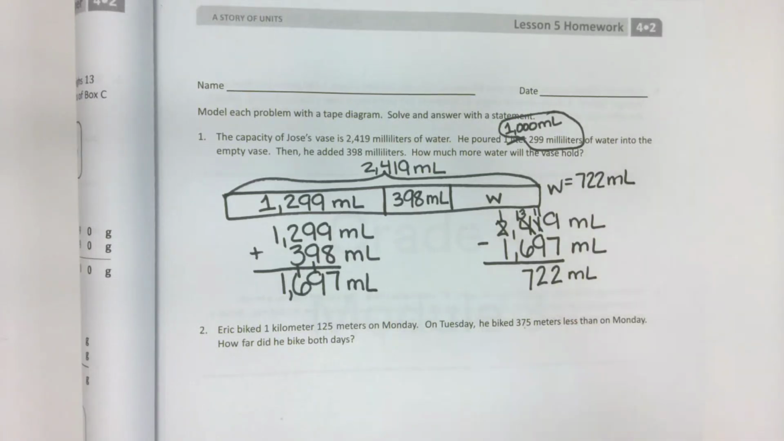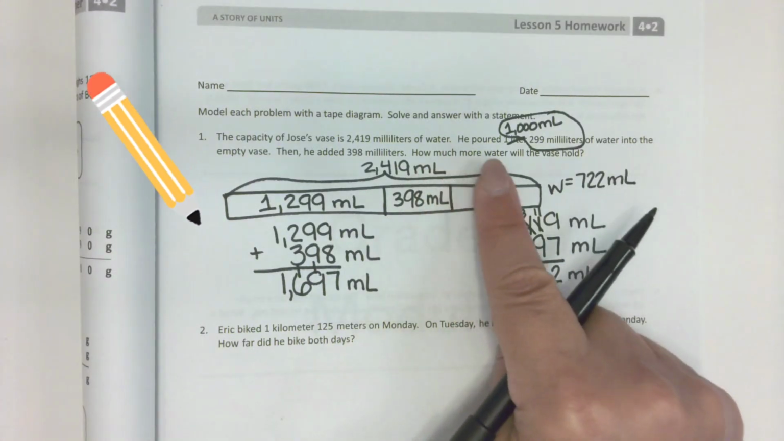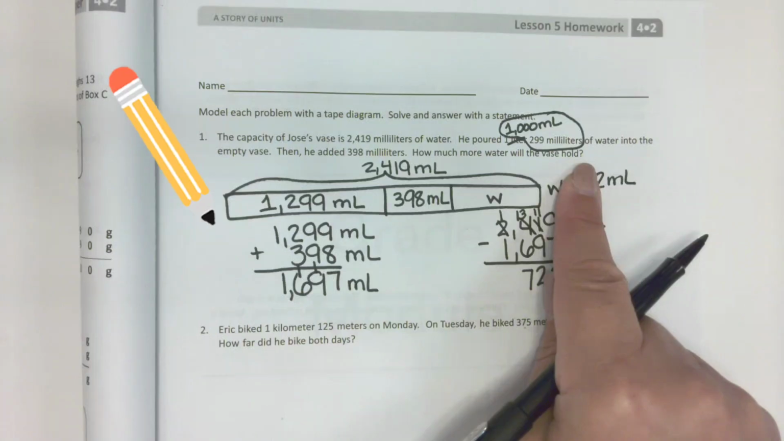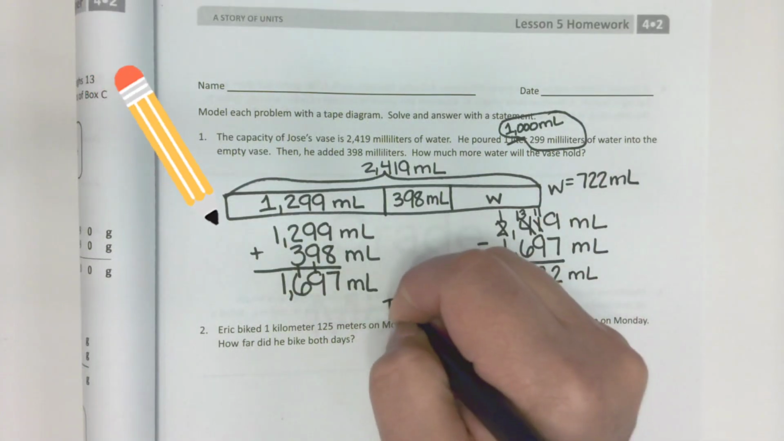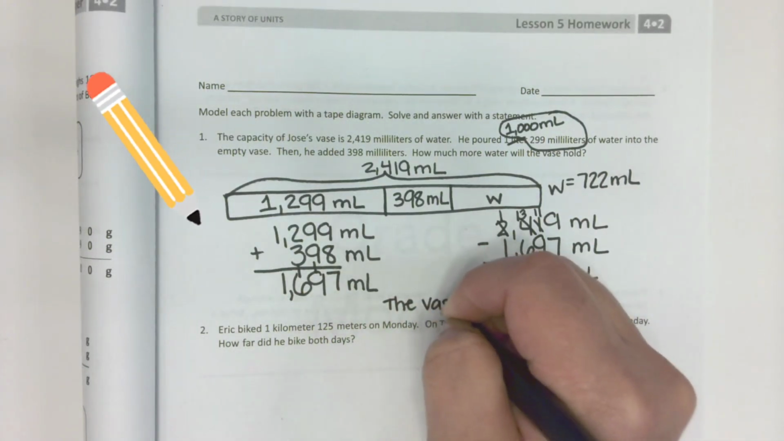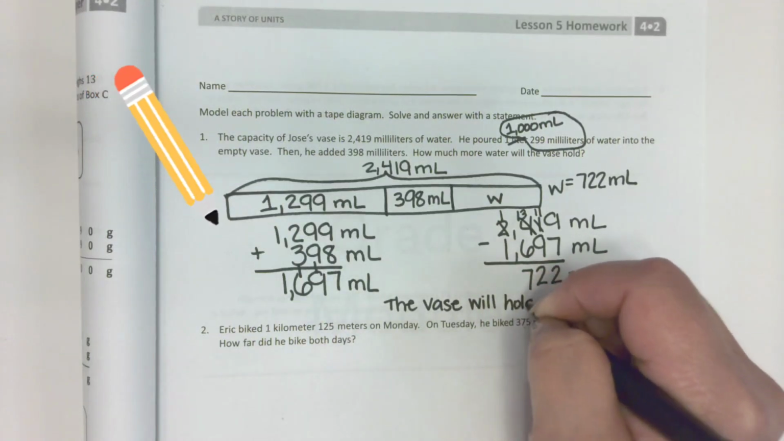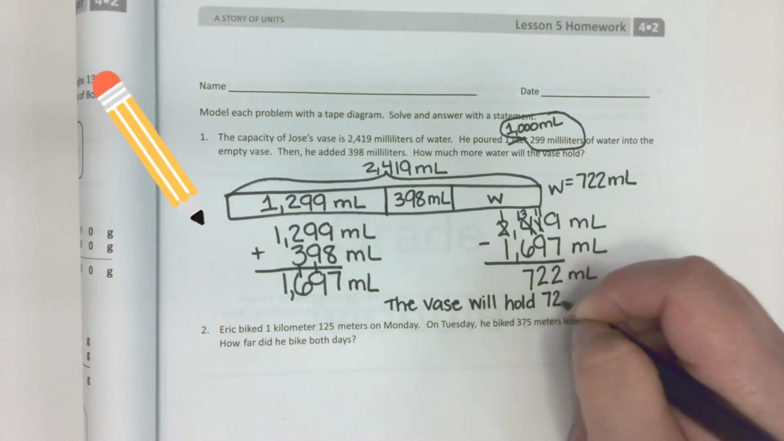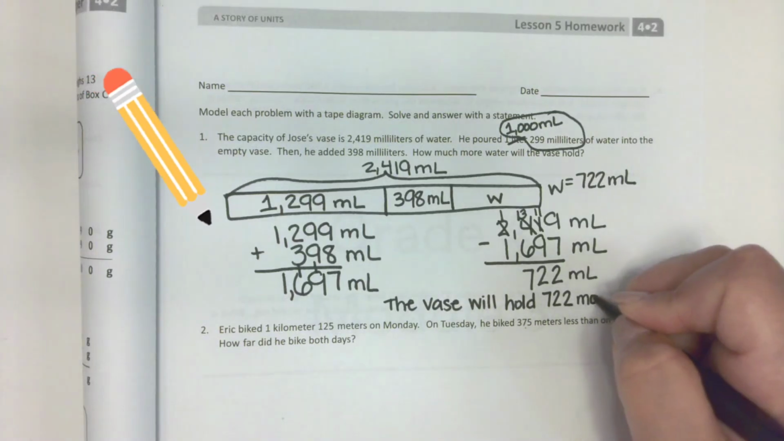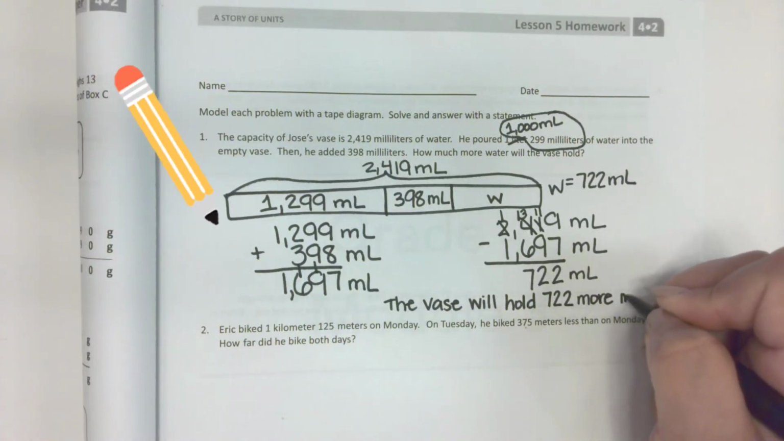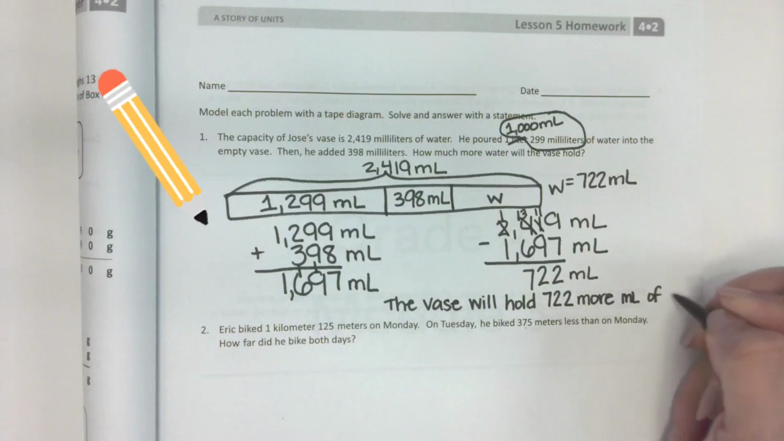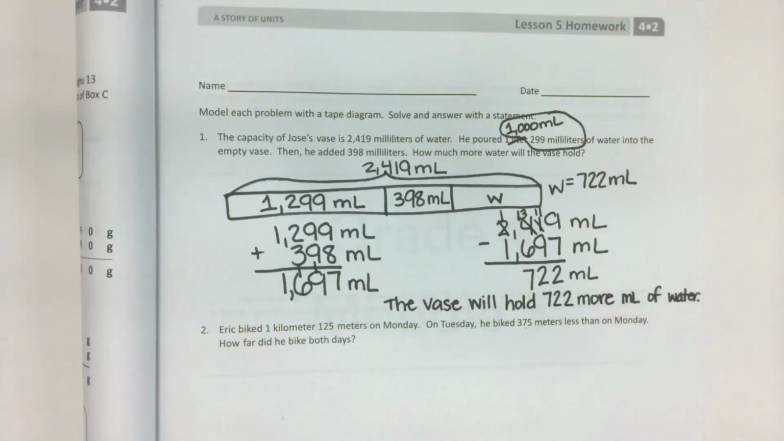722 milliliters. We need to write our answer statement. We need to answer the question, how much more water will the vase hold? The vase will hold 722 more milliliters of water. Here we go.